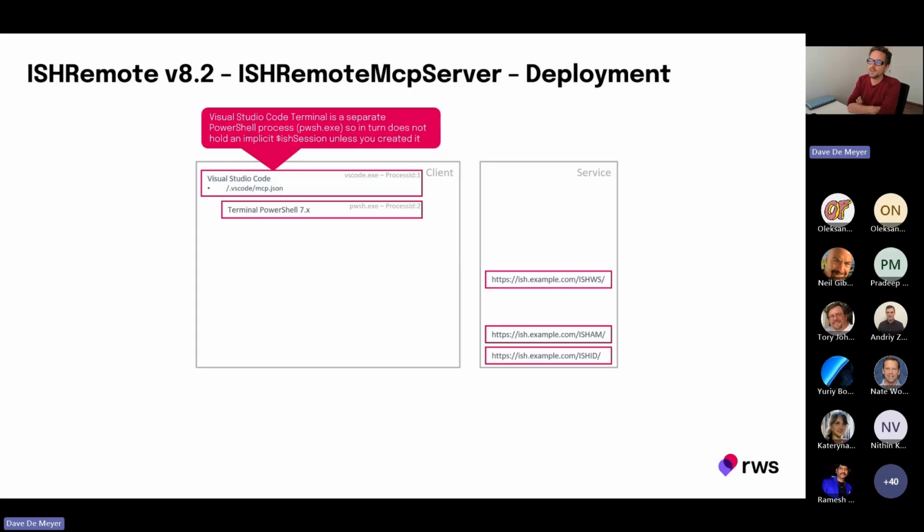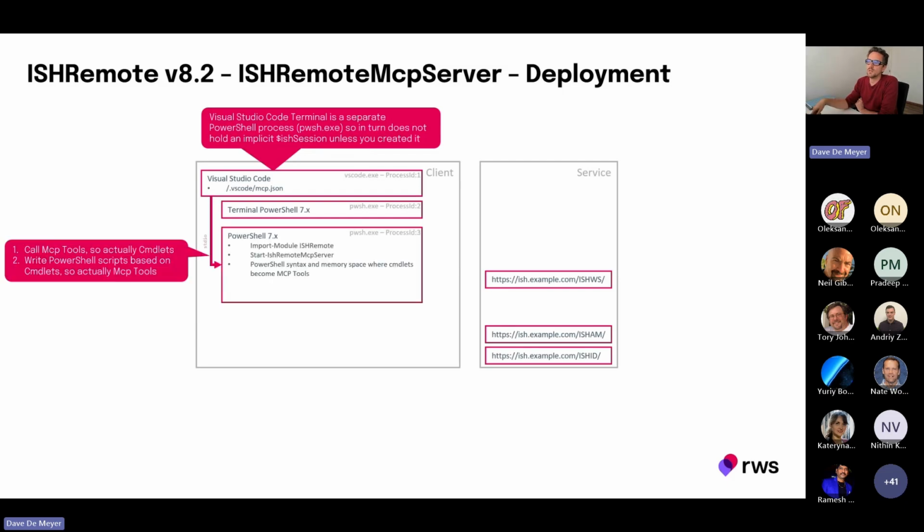This is a deployment diagram, if you will, of what we have with PowerShell and Visual Studio Code. In a moment, I will use Visual Studio Code to connect to my MCP server. Typically, that happens over an mcp.json file. Visual Studio Code runs in a process, and on the bottom, that blue screen that I showed earlier is a terminal. In my example, it's process ID 2.